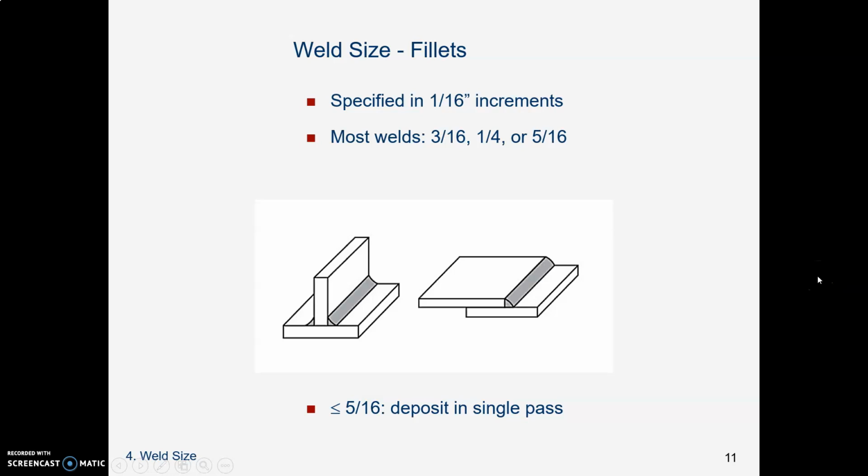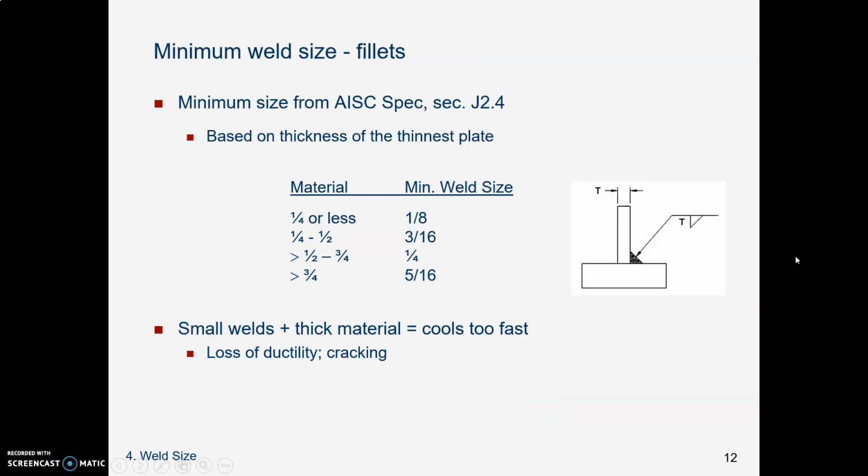So when we specify the welds, they're in 16th inch increments. It's common to have something around a 1/4 inch weld size, which means if you're doing a fillet weld, that's the base of the triangle. AISC has some standards about that. Basic idea is for a fillet weld, welded on one side, make the weld the thickness of the thinnest plate. So if the thin one were a 1/4 inch plate, this would be a 1/4 inch weld.